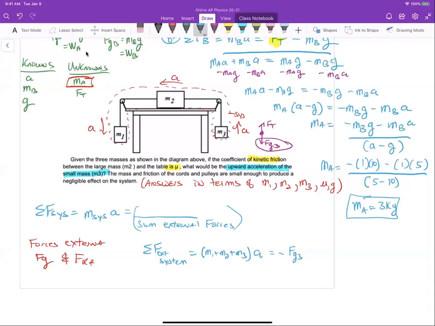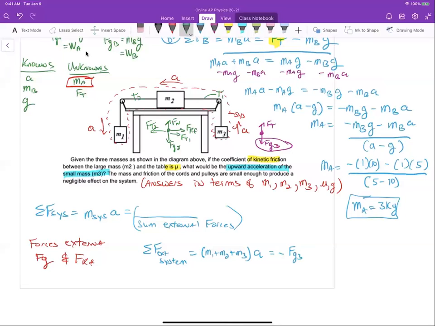FG3. Now let's look at mass 2. This one's confusing. If I know that the acceleration is to the right, where is force of kinetic friction? It has to be opposing motion, correct? So if I had a free body diagram, I'd have Fg on 2, F normal, force of kinetic friction, that force of tension to the right, we'll call this T1, and then we'd have force T2 to the left.